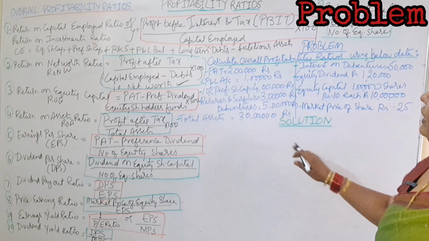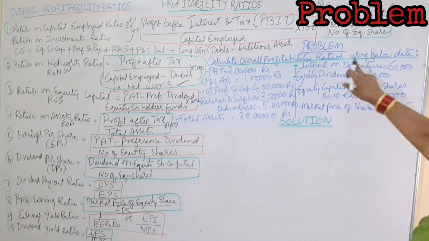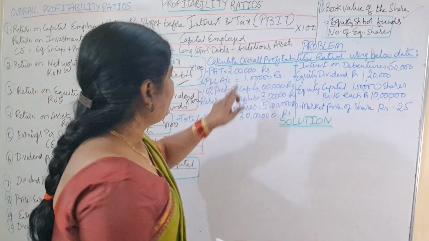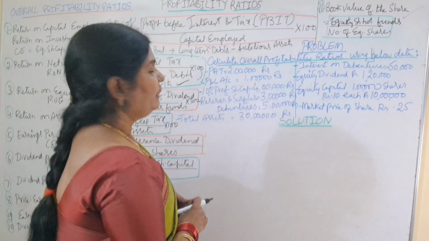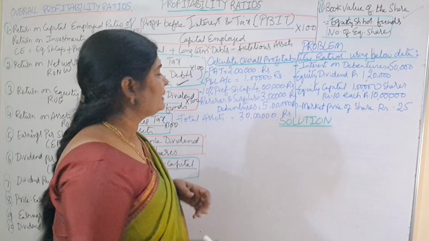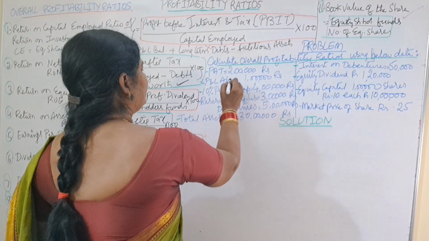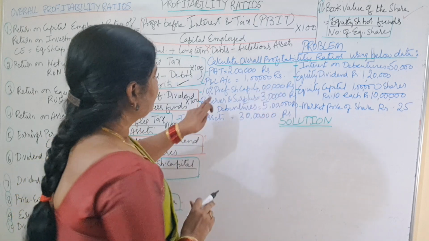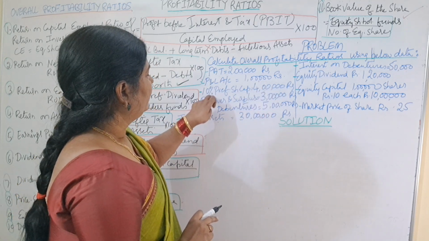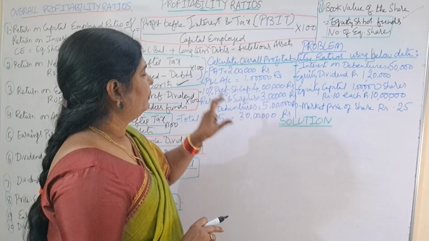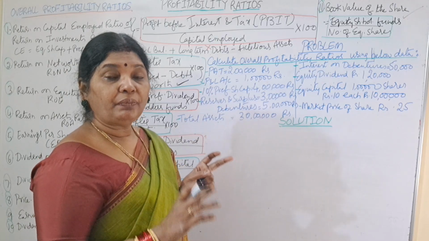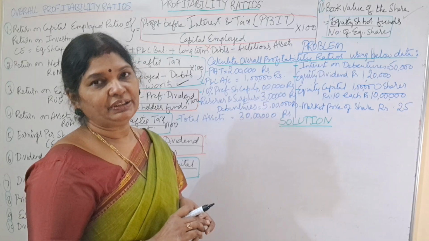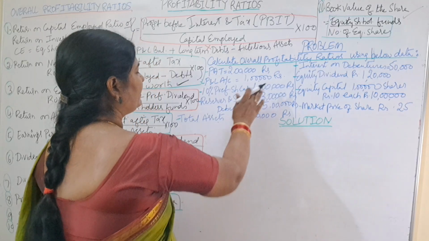So what information is given? Calculate overall profitability ratios using below data. PAT is 2 lakhs, means our net profit after tax is 2 lakhs. Next, P&L account balance 1 lakh. Next, 10% preference share capital 4 lakhs. See, if 10% is given, it means it is preference dividend on 4 lakhs rupees. 10% on 4 lakhs means how much you will get? 40,000. So that is our preference dividend.